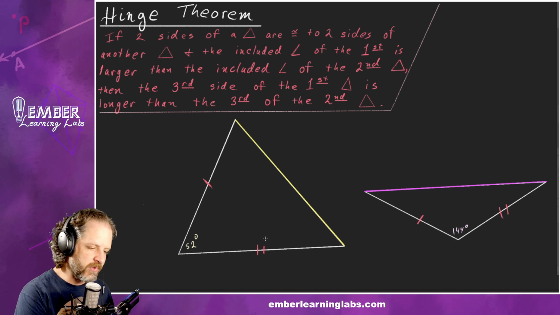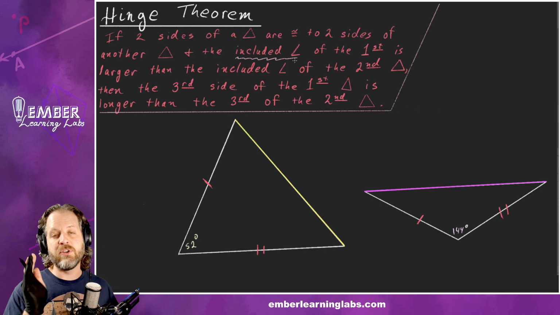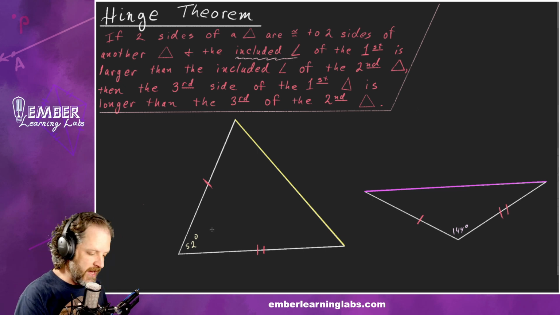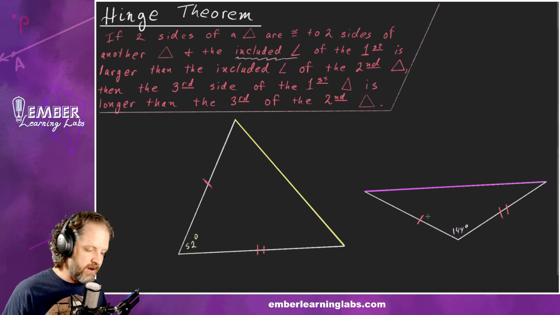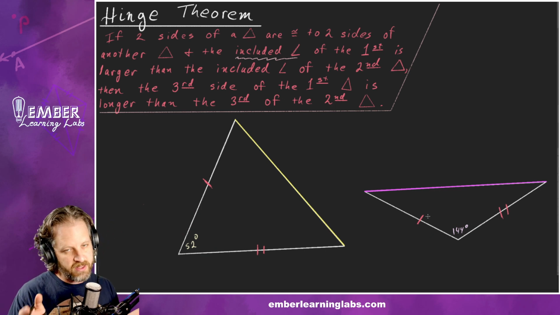Okay, so of another triangle and the included angle. Now that's a vocabulary word. We've had that before: the included angle. We're talking about the angle that's in between those two sides. So like this angle and this one right there. So the included angle is the one that's in between those two sides, right?